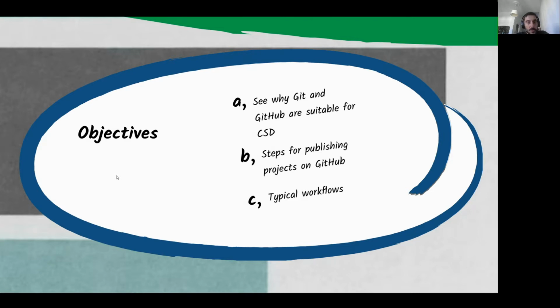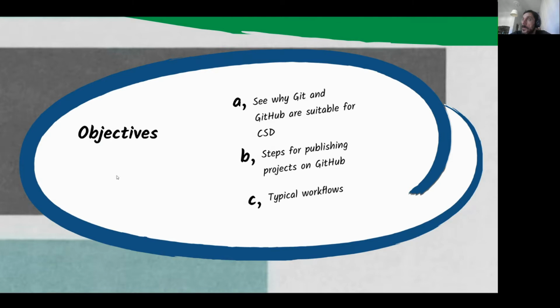So in this session, we will see why Git and GitHub are suitable tools for collaborative software development. We will hands-on try to start publishing projects on GitHub in case you haven't done it before. And then we will also take a look at typical workflows from examples of teams that work on a project as a group.